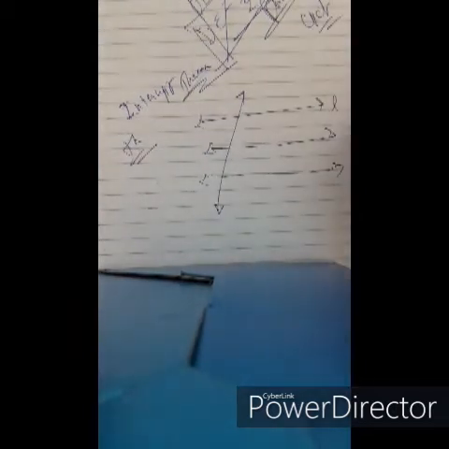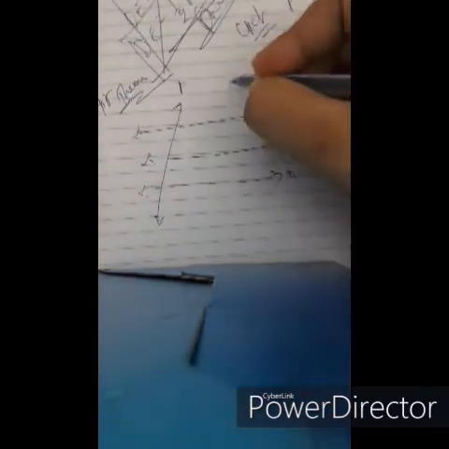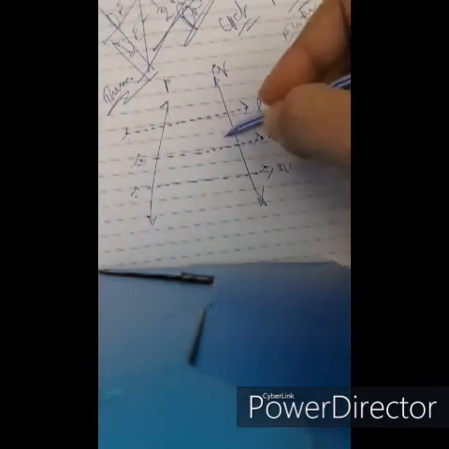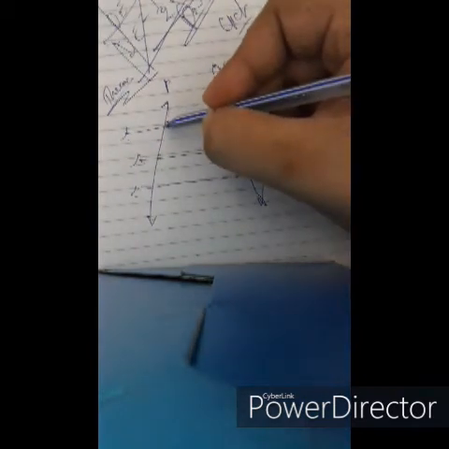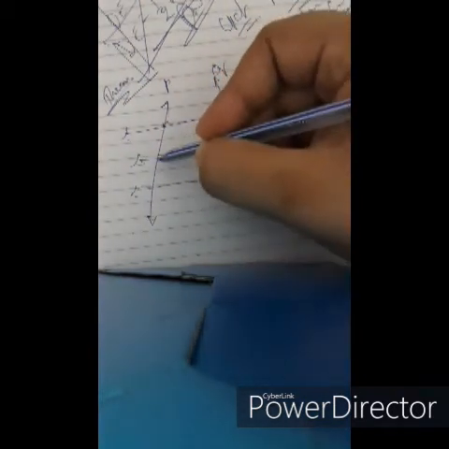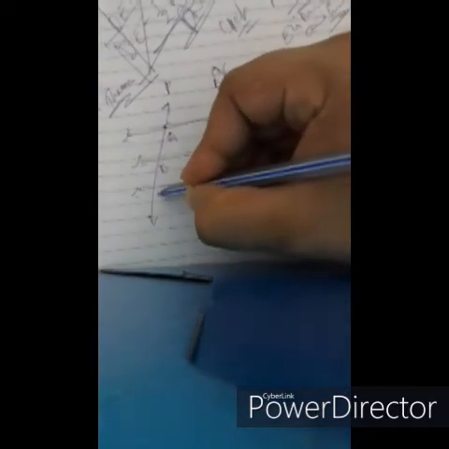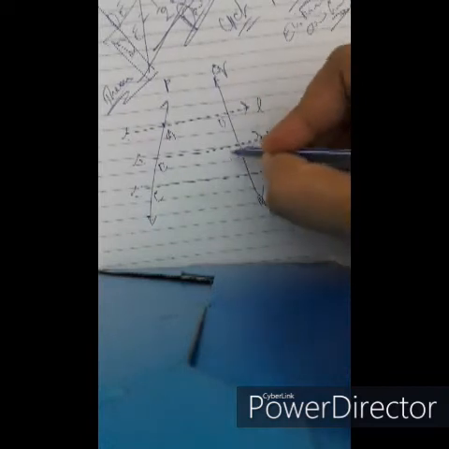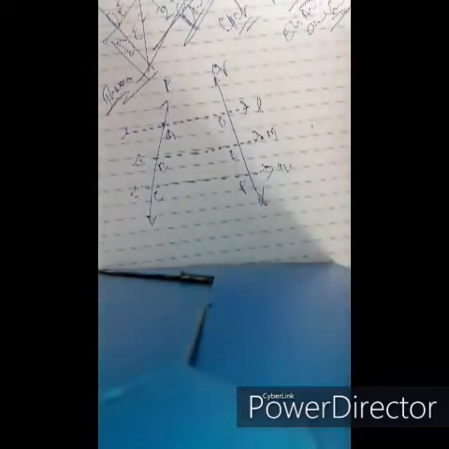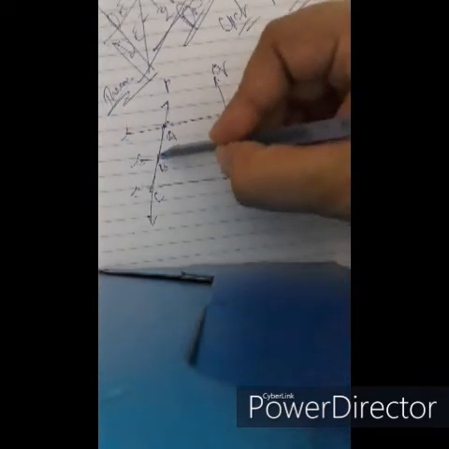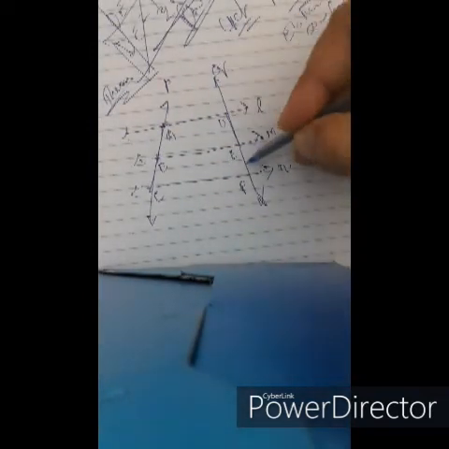So let L, M, N be three parallel lines. P and Q are two transversals intersecting these lines at A, B, C, D, E, F. It is simple. According to the intercept theorem, AB equals BC. So we have to prove DE equals EF.